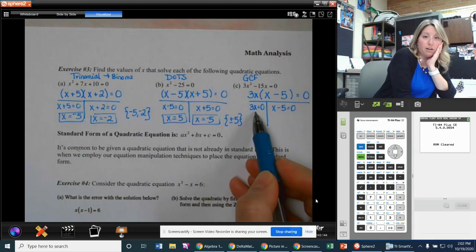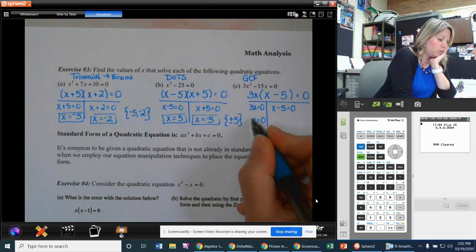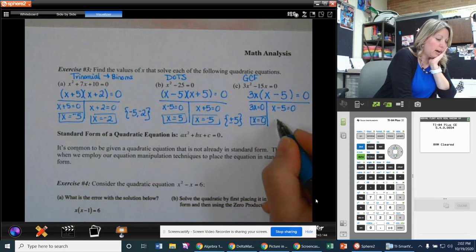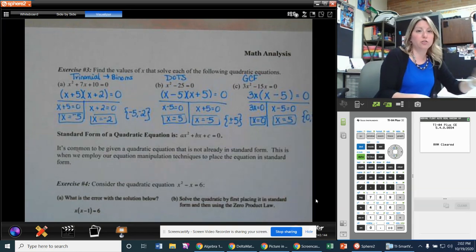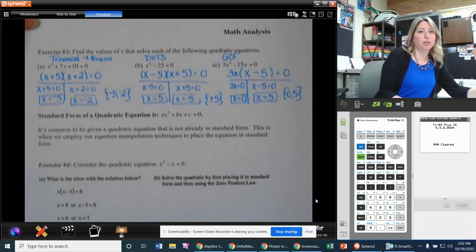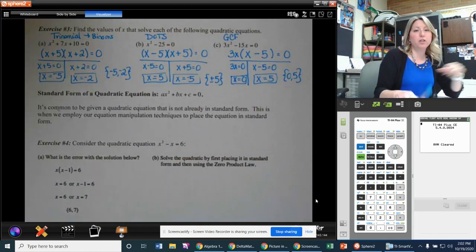So I get 3x equals 0, and I get x minus 5 equals 0. Well, again, over here, I divide both sides by 3. I get x equals 0 as one of my 2 answers. And over here, I add 5 to both sides. I get x equals 5 as my other of the 2 answers. So 0 and 5 are my 2 answers for that particular polynomial set equal to 0. So 3 different examples there.